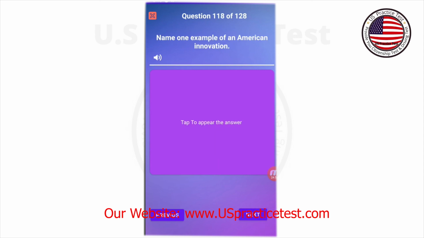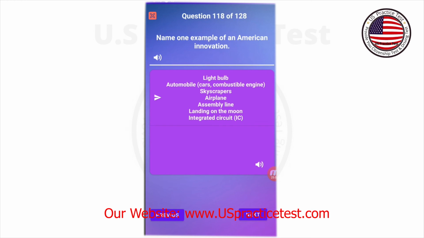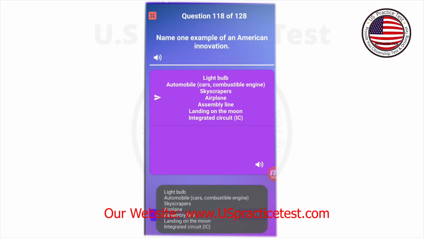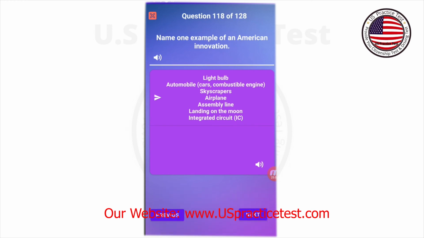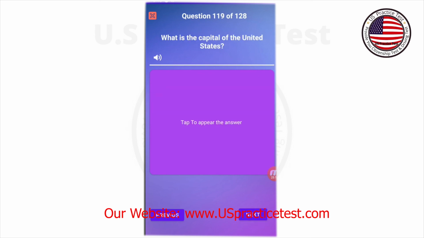Name one example of an American innovation. Light bulb. Automobile cars, combustible engine, skyscrapers. Airplane. Assembly line. Landing on the moon. Integrated circuit, IC.